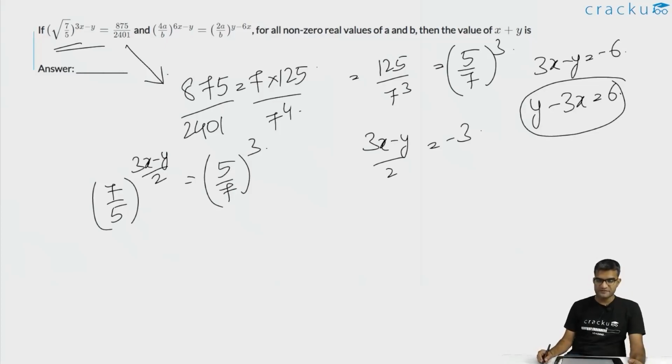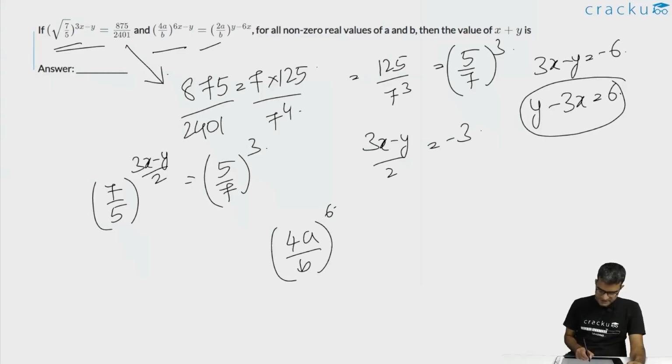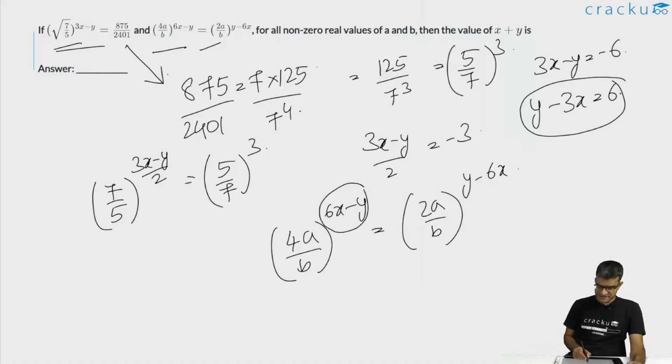If you are looking at the second equation, we are told that for all values of a and b, (4a/b)^(6x − y) is equal to (2a/b)^(y − 6x). You will notice that this is 6x − y and this is y − 6x, which is basically the negative of one another, and this is true for all non-zero values of a and b. This will be true if and only if the exponent is equal to 0, or the value of y has to be equal to 6x.